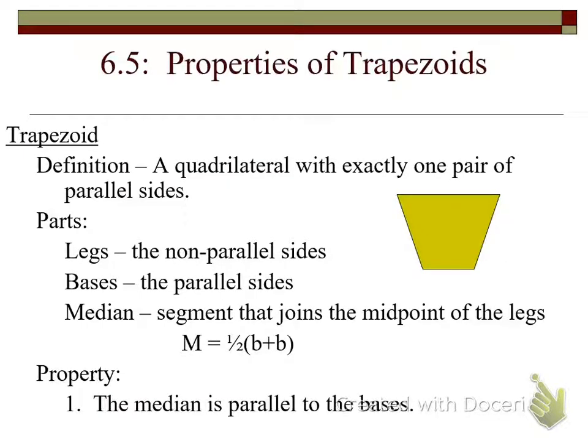All right, so today is all about trapezoids. A trapezoid is a quadrilateral with exactly one pair of parallel sides. If there is only one pair of parallel sides, is it a parallelogram? No, because in a parallelogram, we have to have both pairs of opposite sides parallel.